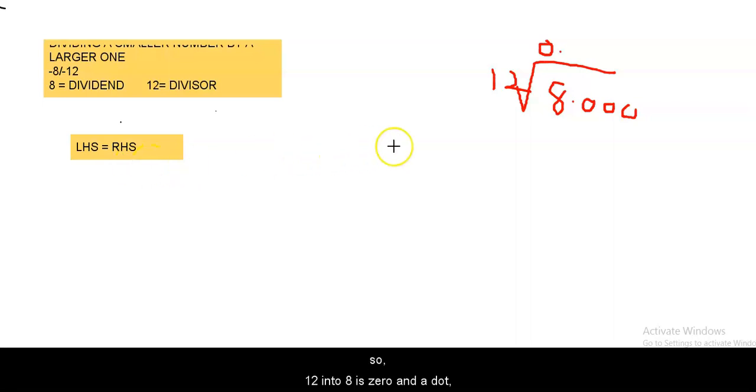Okay, so 12 into 8 is 0 and a dot, so we have the dot and the multiple 0s. Now we can use the next 0. Joining it together with 8, we have 80. 12 into 80. That is 12 multiplied by what gives 80. Let's do it here and see.